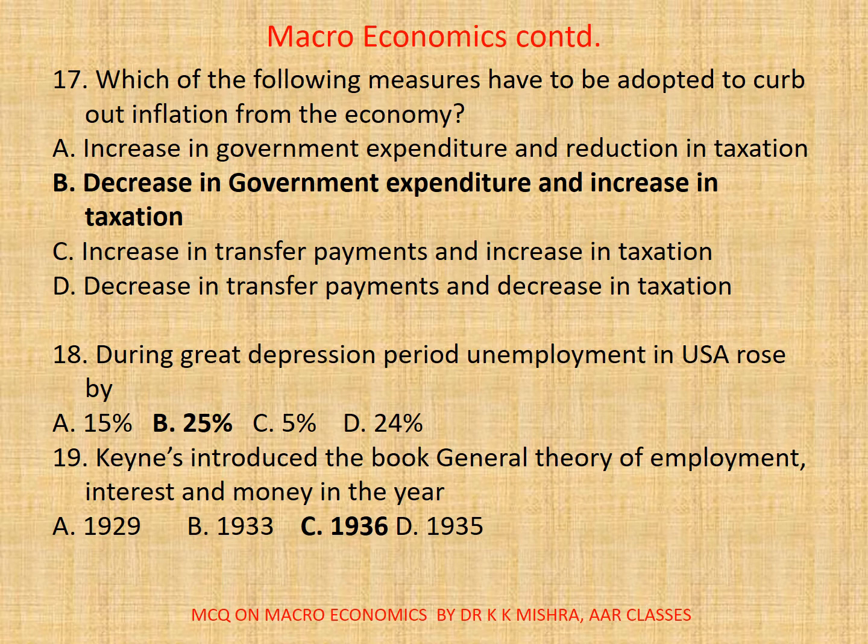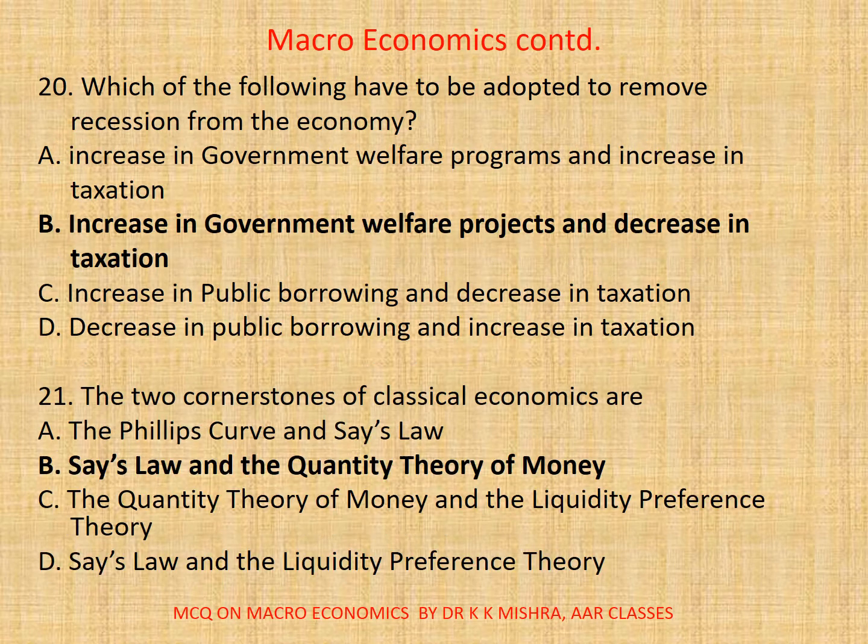19. Keynes introduced the book General Theory of Employment, Interest and Money in the year A. 1929, B. 1933, C. 1936, or D. 1935. Correct option is C. 1936. 20. Which of the following have to be adopted to remove recession from the economy?